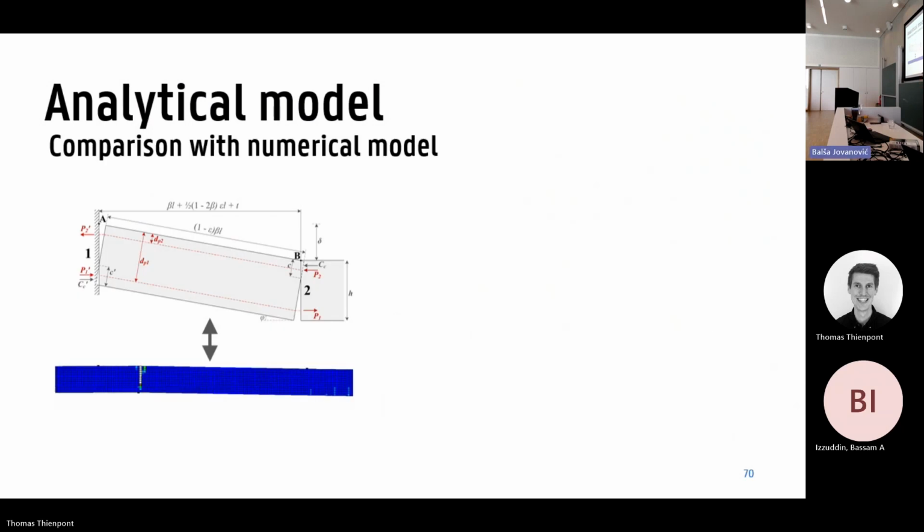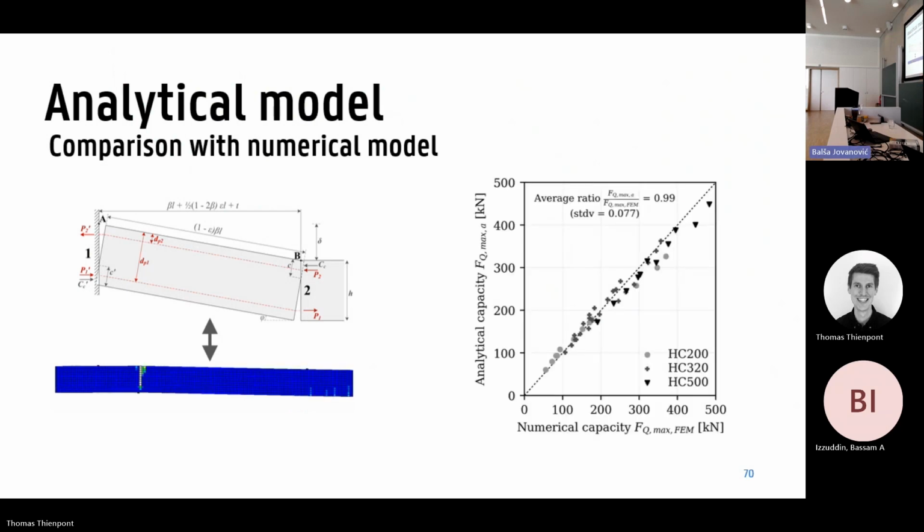Again, I ran many numerical simulations, and then I tried to compare them with the results from the analytical model. And as you can see, overall, we get a very good correlation. The closer the dots are to the dotted line, the better the correlation. And for almost all the cases, we had a very good correlation between the analytical model and the numerical model.